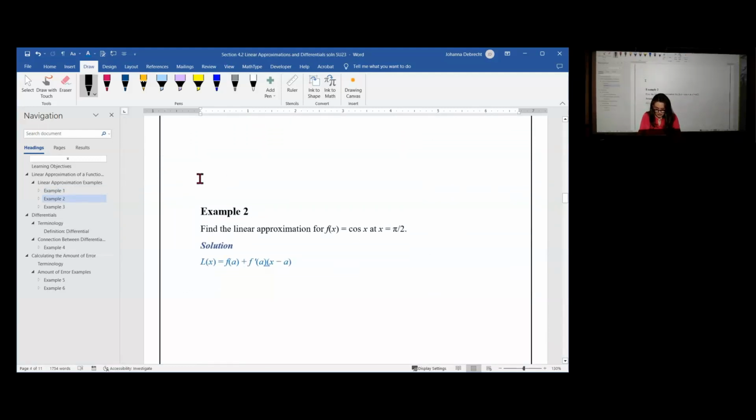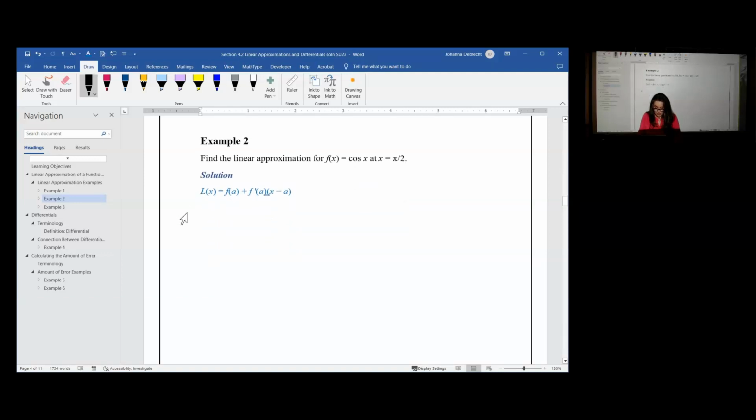We're going to take a look now at example 2. In example 2, we want to find the linear approximation for f of x equal to cosine of x at x equal pi over 2. This means that while we're going to use the tangent line at pi over 2, we're interested in points very close to pi over 2, but not exactly pi over 2. For example, it might be 85 degrees or 98 degrees, something close to 90 degrees, but not 90 degrees.